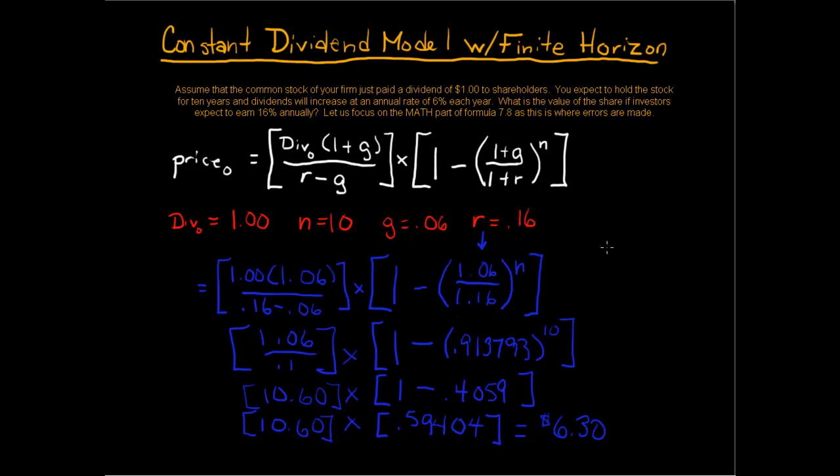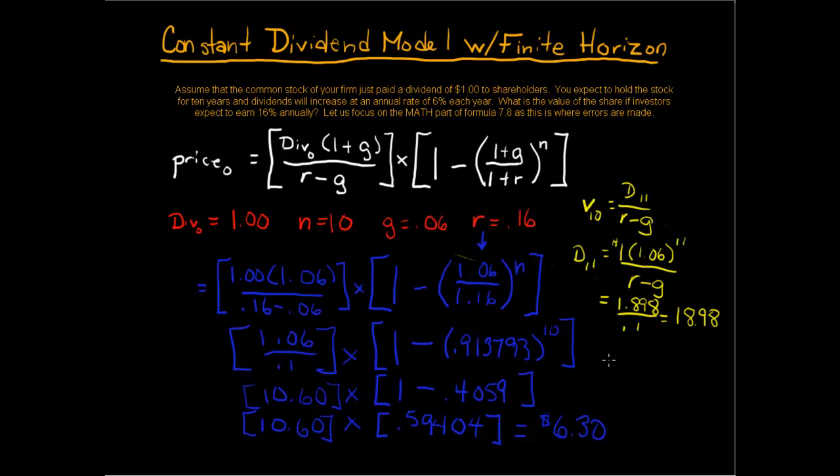What we're going to do is find the value in year 10, which means we need dividend 11 over R minus G. Dividend 11 will be equal to $1, which is D0, times 1.06, which is dividends growing at 6% for 11 years, over R minus G. So when we go through and do the math here, 1.06 to the 11th power is 1.898 and some other numbers over 0.1, which is $18.98.